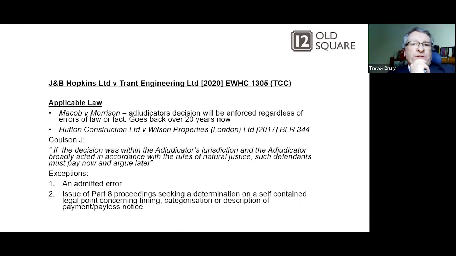So the applicable law, again, Macob and Morrison, so adjudicators' decisions will be enforced regardless of errors of law or fact, and that is now over 20 years ago. More recently, Hutton Construction again and Wilson Properties, where Mr Justice Coulson, as he was, said that if the decision was within the adjudicator's jurisdiction and the adjudicator broadly acted in accordance with the rules of natural justice, such defendants must pay now and argue later. So again, those are the exceptions: the admitted error or issue of a parte proceeding seeking a determination on a self-contained legal point concerning timing, categorisation or description of the payment or pay less notice.